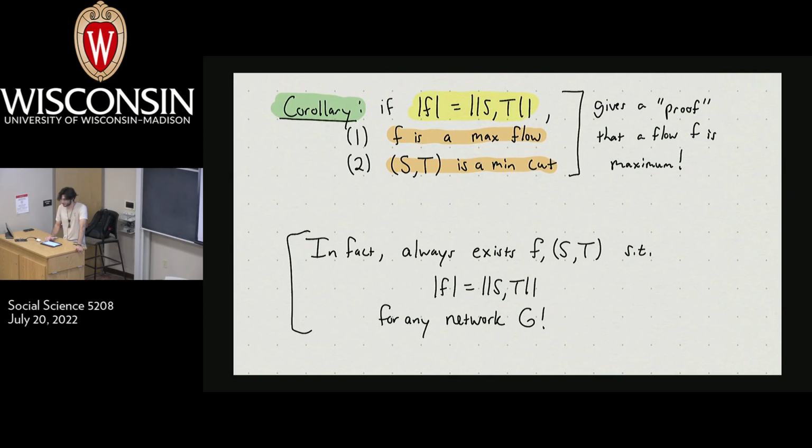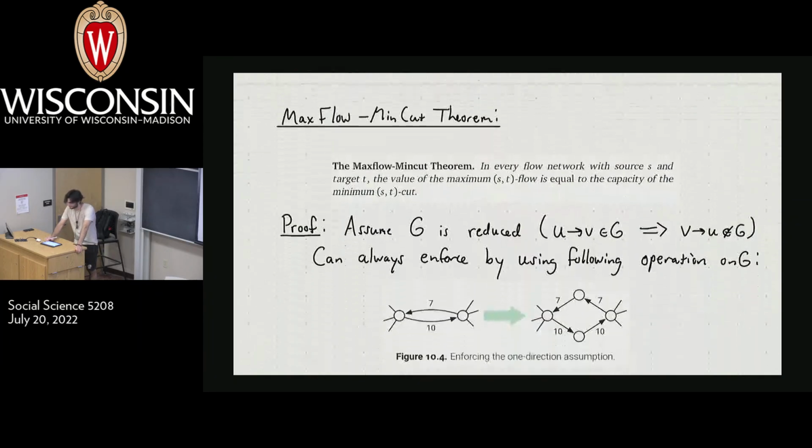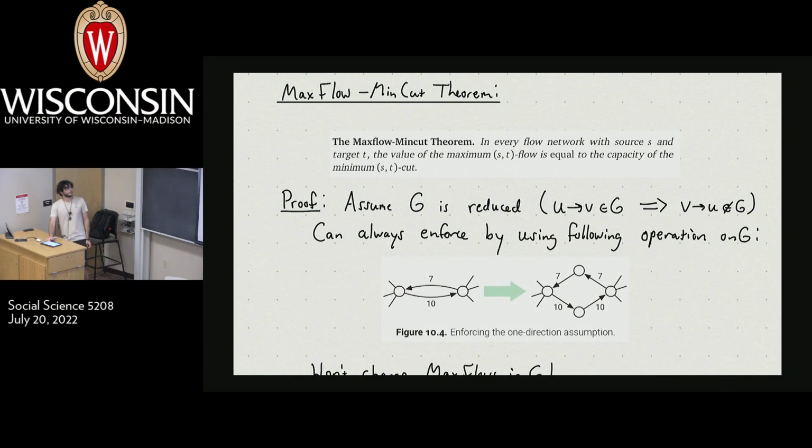So any questions so far? Okay. So we need to formalize this. This is called the max flow min cut theorem. And it says just what I said before. In every flow network, doesn't matter which one, any of them, the value of the max flow is equal to the capacity of the min cut.